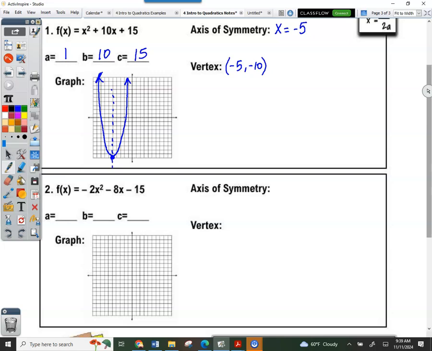Yeah. Great question. Type it in, find the vertex, write the equation of the axis of symmetry. Keeps on going.